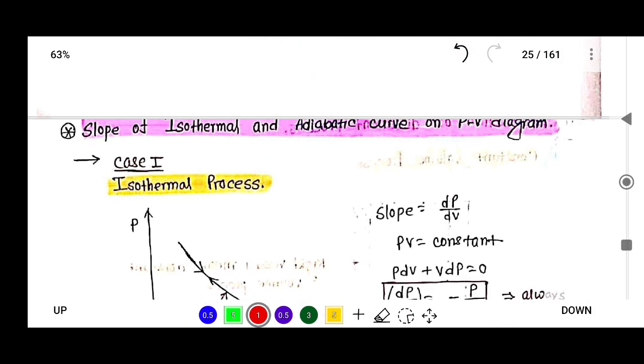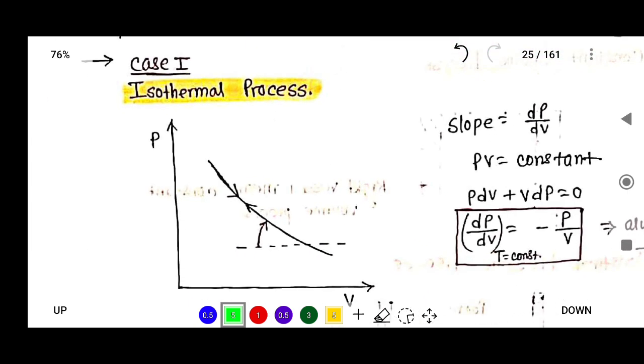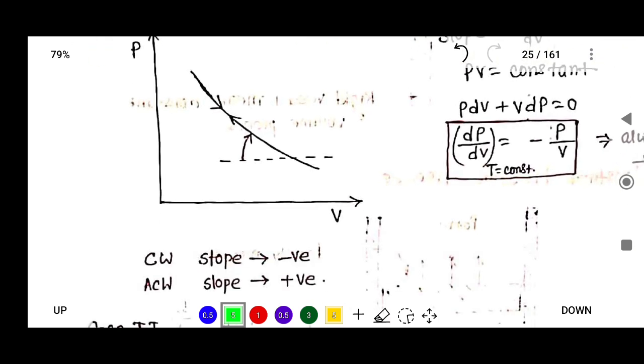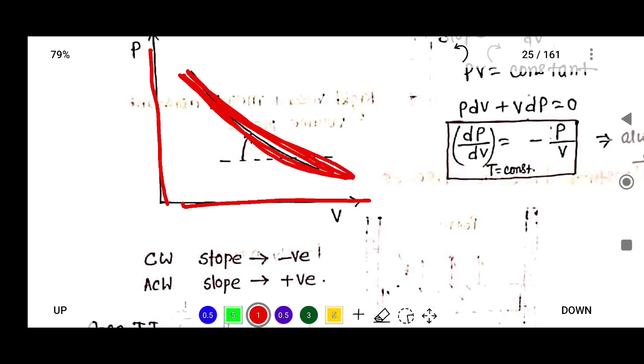Now next topic is the slope of isothermal and adiabatic curve on PV diagram. Just compare this slope on isothermal and adiabatic. We see that the adiabatic and isothermal curves on PV diagram are almost the same. But now we have to calculate, we have to see what the slope actually is. Now focus on the isothermal process. In isothermal process, this is the volume axis and this is the pressure axis. Suppose this is heat addition or heat rejection. This is any process.